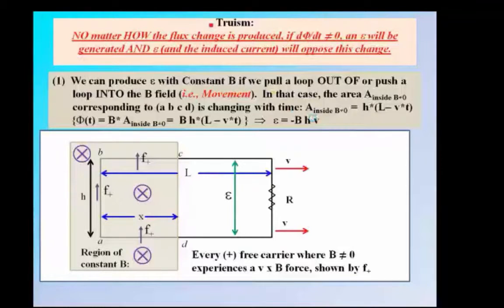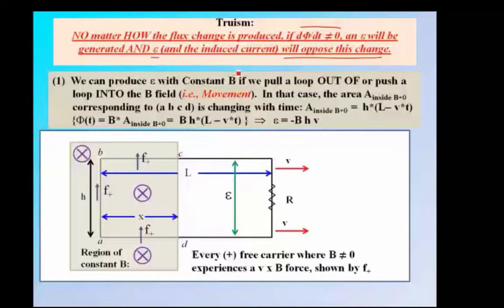So a truism is no matter how the flux changes, how that change is produced, if you have a non-zero dφ/dt, an epsilon will be generated, and epsilon and the induced current will oppose this change. We have two statements here. We have the statement that we will get an EMF, and then the other is that the polarity of epsilon and the corresponding induced current will oppose the change.